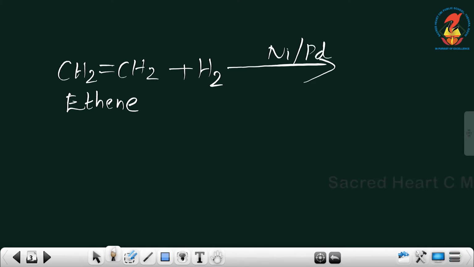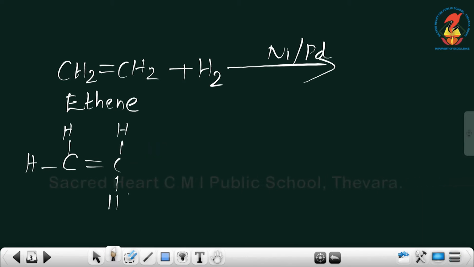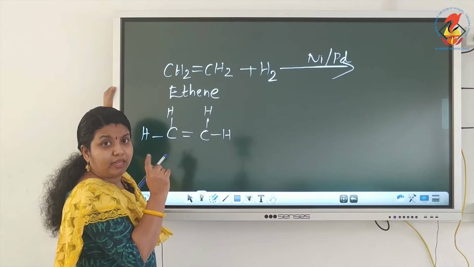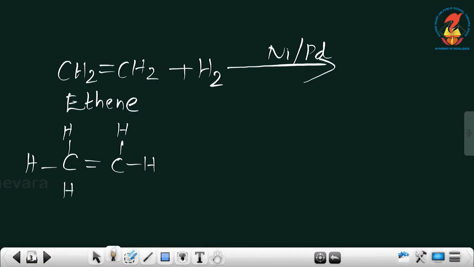Now, look at this. I will write the structure of this compound. Same way we write CH2 double bond CH2, this is ethene. To this a molecule of hydrogen. What do you mean by a molecule of hydrogen? How many atoms are there? There are 2 atoms of hydrogen. So, one hydrogen atom adds on the first carbon and the other hydrogen atom adds on the second carbon. As a result, what happens? It becomes CH3, CH3. So, the double bond will change to single bond.